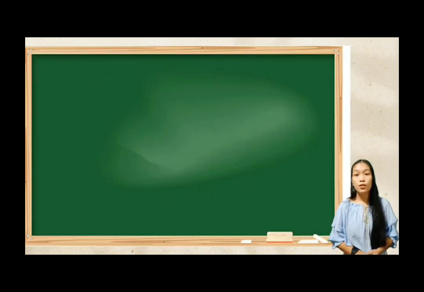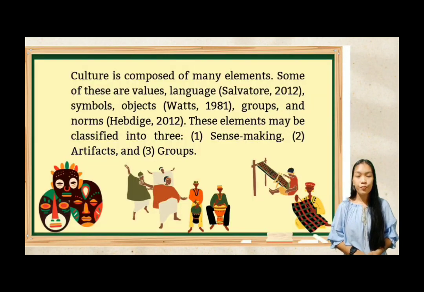So what makes a culture a culture? Culture is composed of many elements. Some of these are values, language, symbols, objects, groups, and norms. These elements may be classified into three: the sense-making, the artifacts, and the groups. Let's begin with the sense-making.